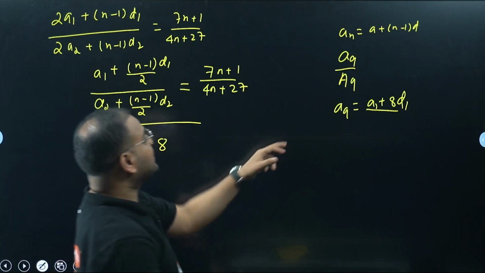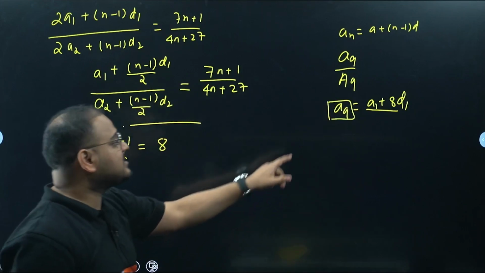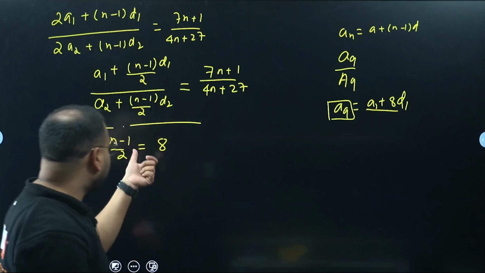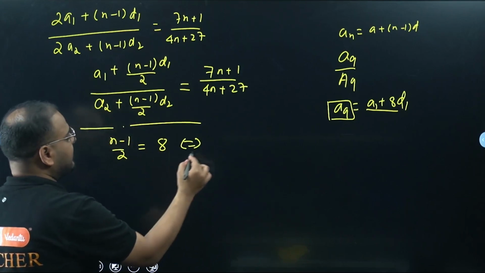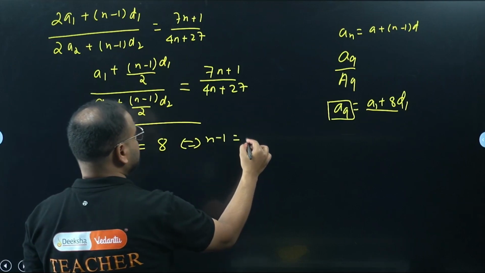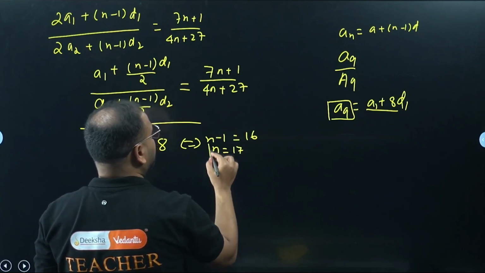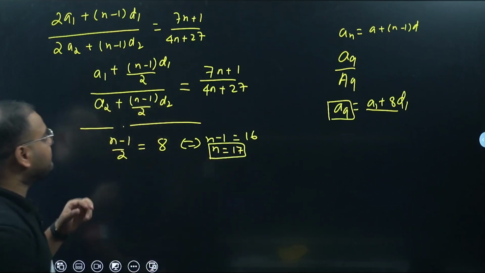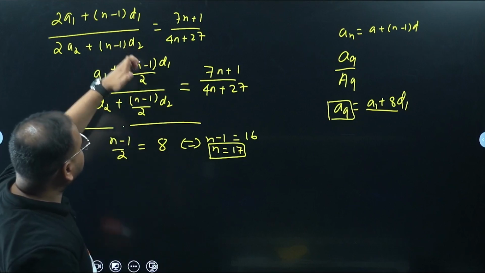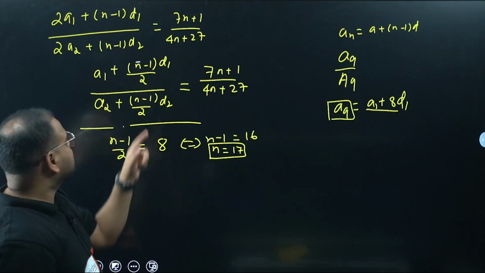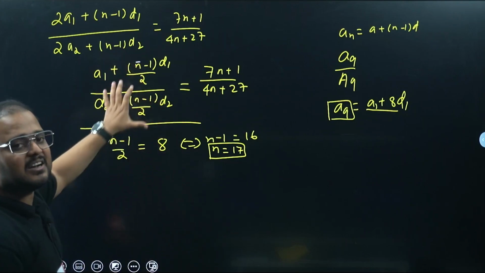How, sir? Because they are asking us the ratio of the ninth term. So the ninth term can be written as A1 plus 8D1. Comparing it, I get N minus 1 by 2 as 8. Simplify it forward. I get N minus 1 equal to 16, cross multiplication, and N is equal to 17. So if I put N as 17, 17 minus 1 will be 16, 16 by 2 will be 8. So it makes sense. So then I'll get the left hand side at least.